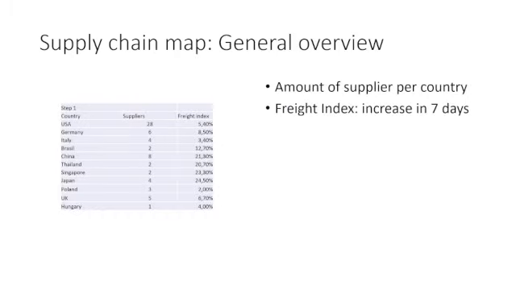freight. We are not only seeing a map of where it is, but we need to know what suppliers are there, what articles are there, and how many in each country. So step one is a general overview of how many suppliers are in each country, and in this case, in the US we have 28, and so in Germany, Italy, and so it goes on, and we have some freight index increases per 7 days. This is just an example that I did from the same index that I showed you, that there was an increase in the price.